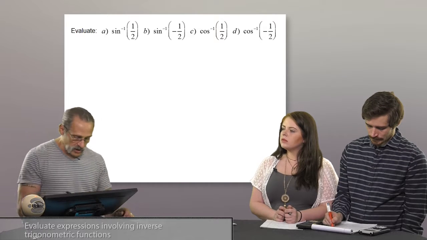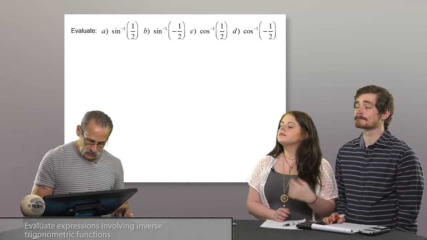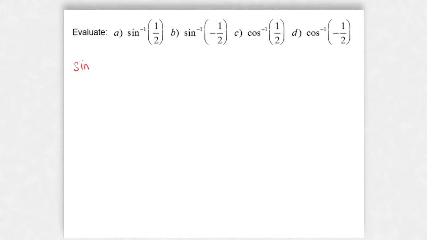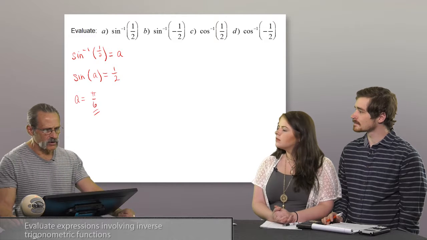So the first thing I'm going to do is take a look at each of these four questions and ask ourselves if we can evaluate the arc sine of a half. First thing we do is write down the arc sine of a half is equal to something. I'll say it's equal to a. So that means the sine of a has to be a half. And we know the sine of pi over 6 is a half, and we're done. Very straightforward. You interchange the domain and range for your inverse trig functions, and you got it.